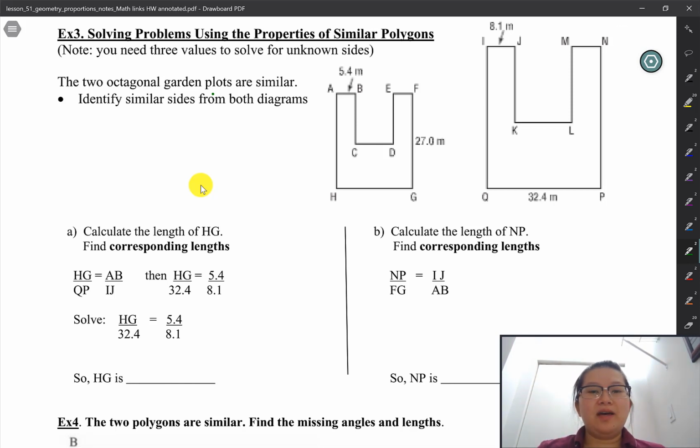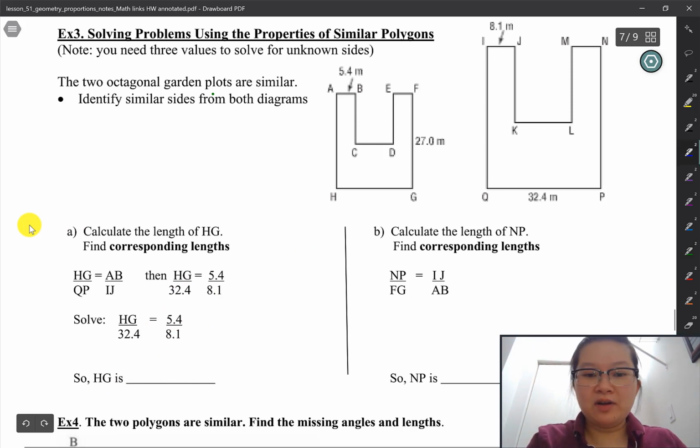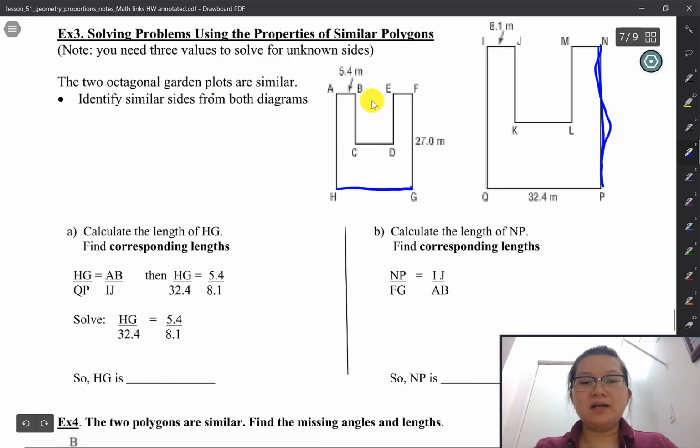Let's keep this short. Okay, we have two polygons here, and we want to identify the similar sides from both diagrams. We need to first identify what HG is. So let's label this on this diagram. We want to know what this side is. And NP, we want to know what NP is. So we want to know this side. Ah, that's an ugly drawing. Okay. Because the polygon doesn't give us a lot of information, so we kind of have to work our way out to figure out what we need to do.